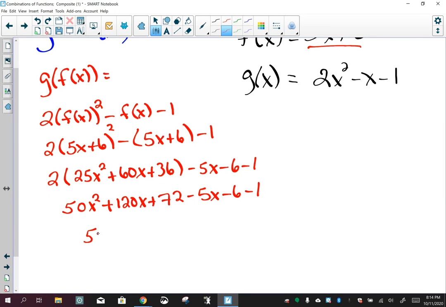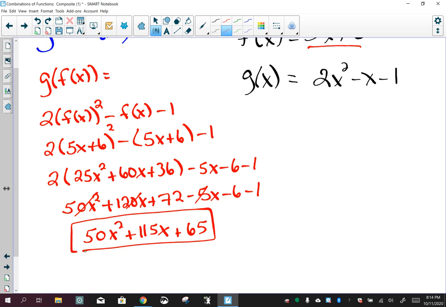So I get 50x squared. That one's done. Plus 115x. These two are done. 72 minus 6, that is what? 66 minus 1. So minus, not minus, plus 65. And I am done.